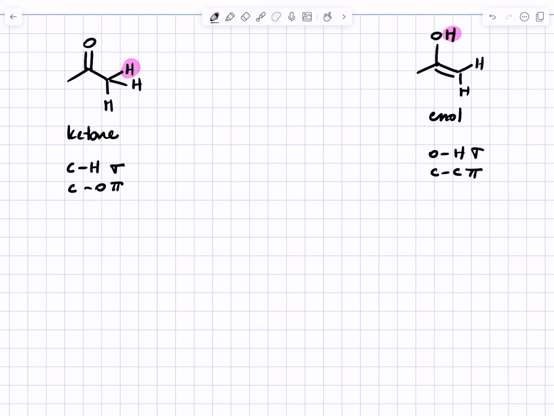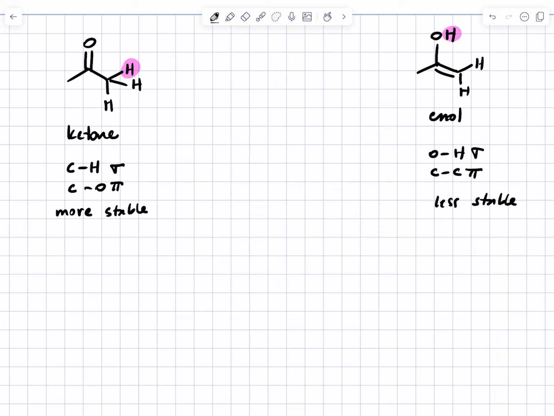Now, if you go look up bond energies, an oxygen-hydrogen bond is stronger than a carbon-hydrogen bond by a modest amount, but a carbon-oxygen pi bond is even more stronger than a carbon-carbon pi bond. So it turns out that the ketone form, or what we'll call the keto form, is more stable than the enol form. The oxygen-carbon pi bond is more stable than the carbon-carbon pi bond because of oxygen's electronegativity, which literally means electrons on oxygen are held lower in energy.